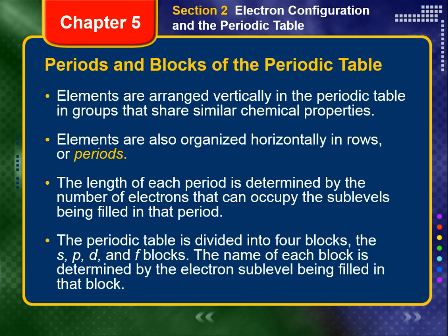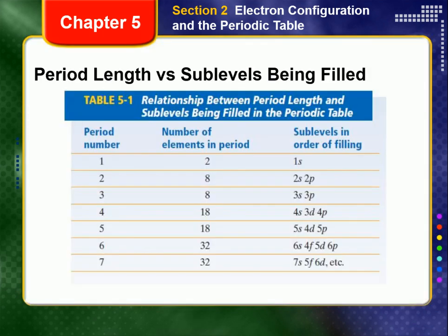Periods and blocks of the periodic table. While the elements are arranged vertically in the periodic table in groups that share similar chemical properties, they are also organized horizontally in rows or periods. As can be seen in Table 5-1 on the screen or on page 128 of your text, the length of each period is determined by the number of electrons that can occupy the sublevels being filled in that period.